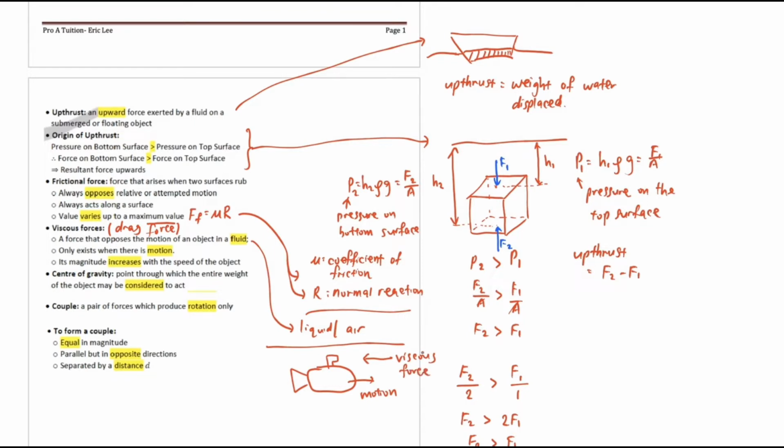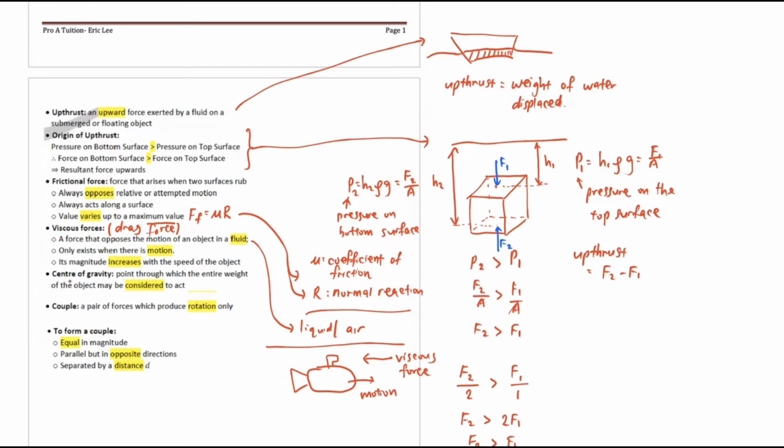So even in air we have viscous force. We call the viscous force in air the air resistance. Okay. So in liquid we call it drag force or viscous force. Its magnitude increases with the speed of the object. So this one we discussed before, when we talked about free fall. If the speed of the object is faster, then the air resistance is larger. So that is the viscous force, the air resistance.